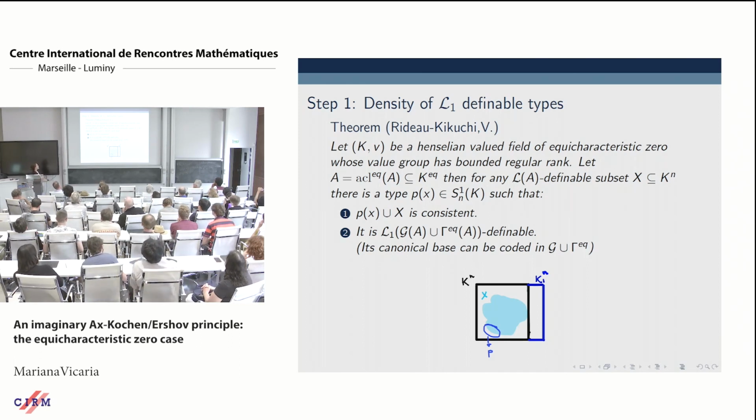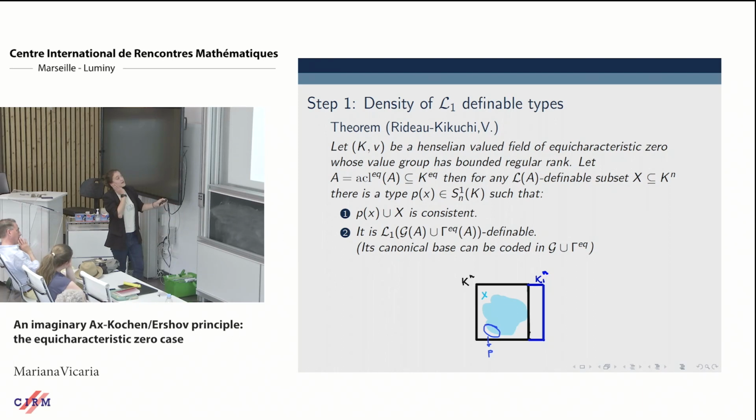I'm trying to make my graphical representation. And what we're able to do is to give you a type in the reduct of L1 that satisfies the following two conditions. The type is going to be consistent with this definable set, and is going to be definable, or, well, the canonical base can be computed in the trace of A over the stabilizer sorts and the EQ expansion of the value group. Those are the two conditions that I'm going to record.